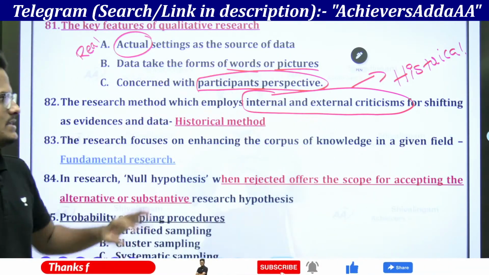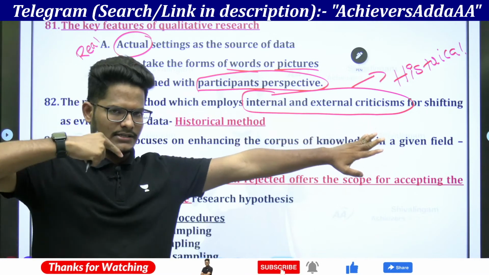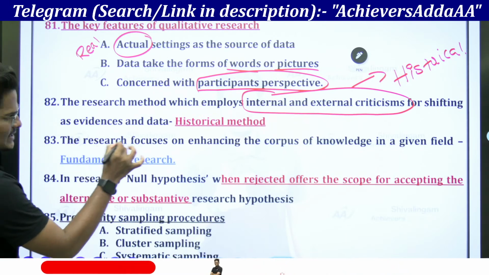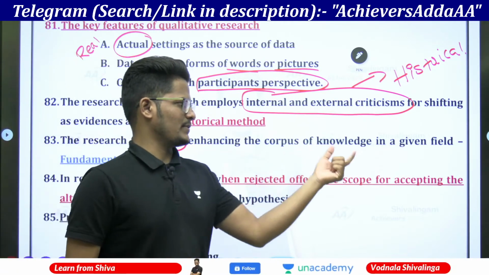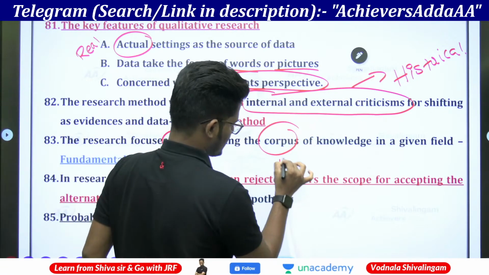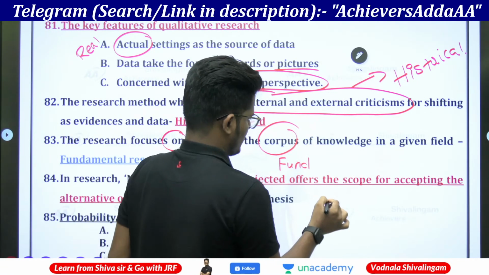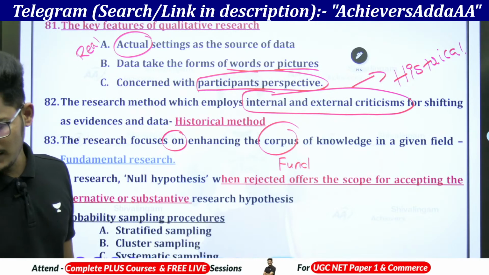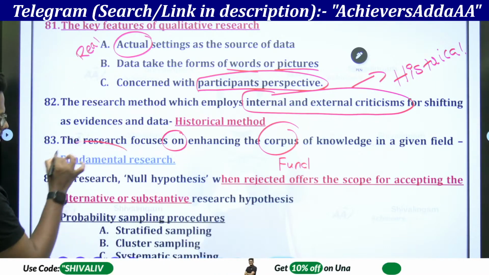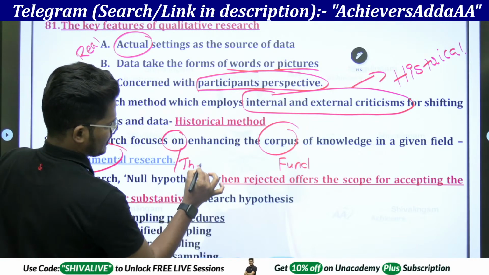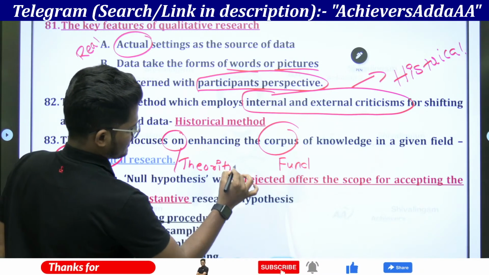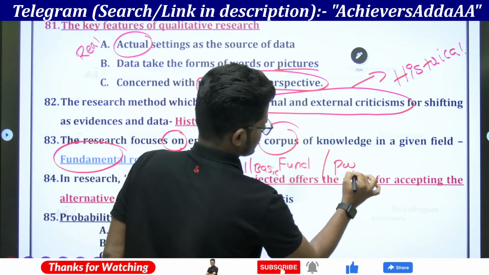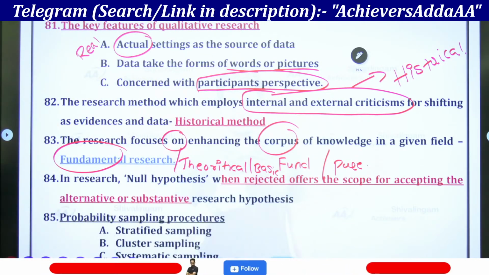In the historical method of research, we take criticism, internal and external, into account and decide the data for evidence purposes. The research focuses on enhancing the corpus of knowledge. Corpus means a fund of knowledge, a group of knowledge, like a pool of knowledge, that comes under fundamental, theoretical, basic or pure research. This is also basic research, fundamental research.